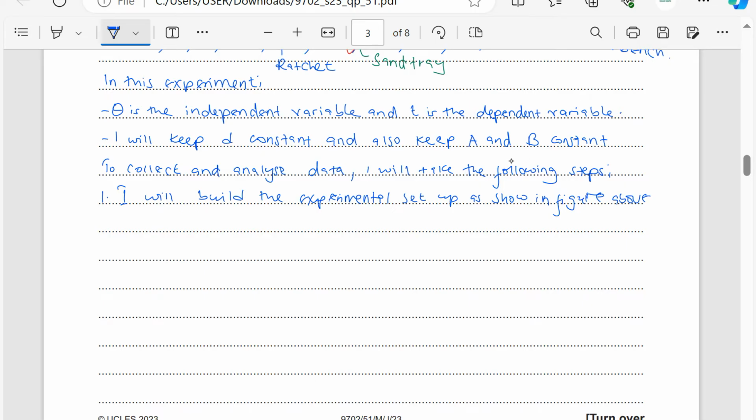So I'll build the experimental setup as shown in the figure above. I will first of all measure theta using a protractor.